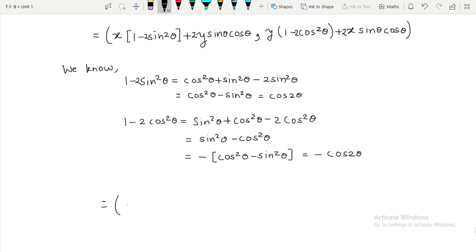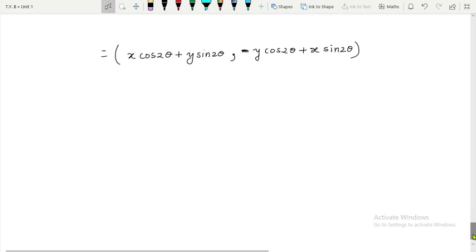inside the bracket, x cos 2θ plus, now 2 sin θ cos θ is sin 2θ, right? So it will be y sin 2θ, comma, this will be minus y cos 2θ, and this will be plus x sin 2θ. So this is our reflection map T(x, y).